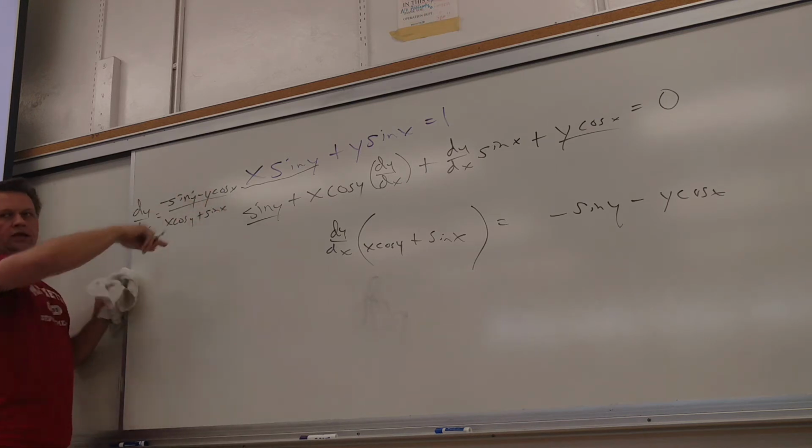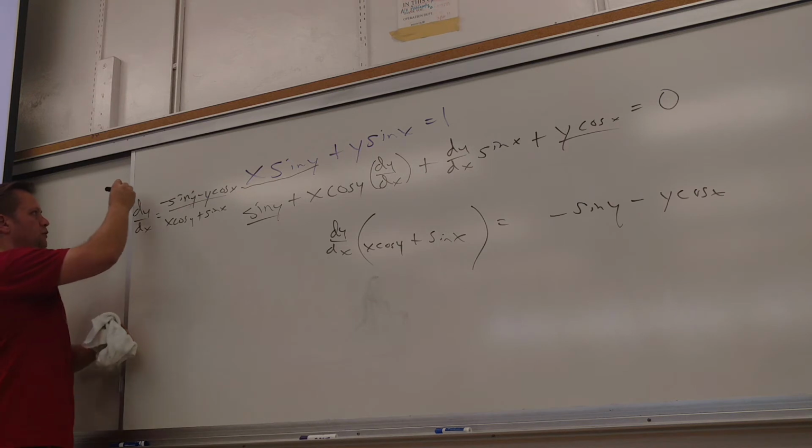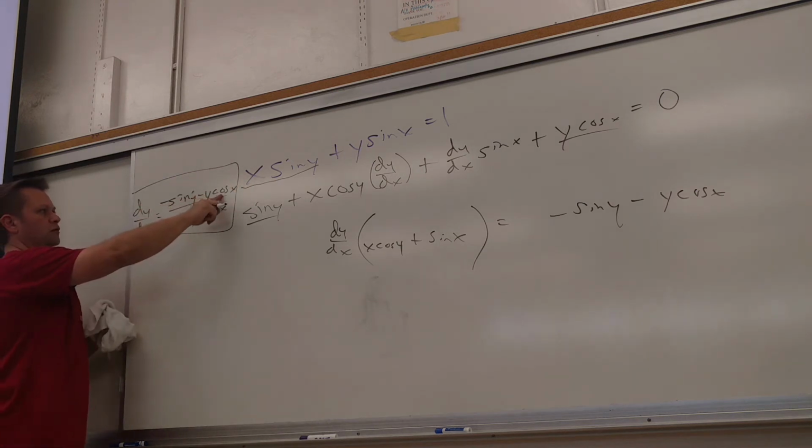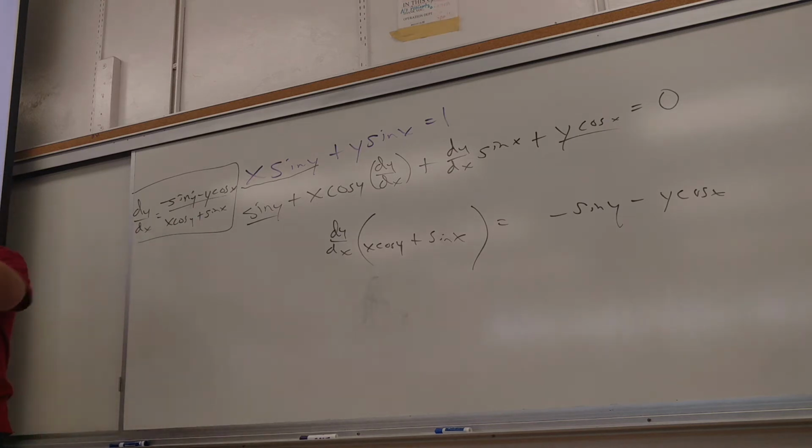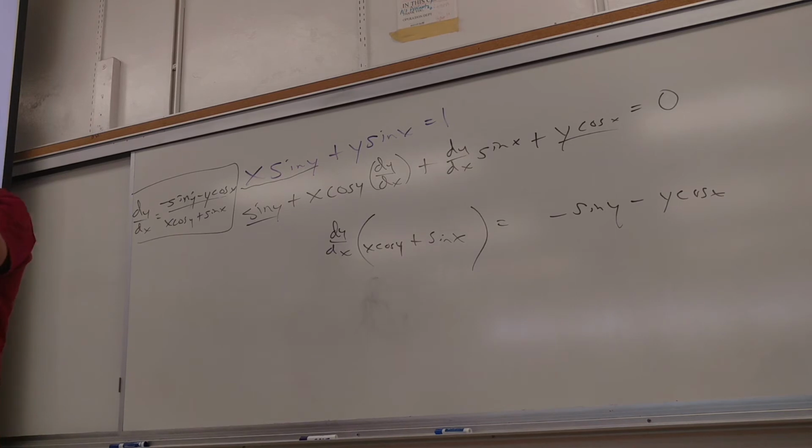See the symmetry? I don't know if you guys see what I mean. There's a minus y cosine x, there's an x cosine y, there's a negative sine y, there's a positive sine x. Very often, not always, when you do implicit differentiation, you get these kind of mirror images or symmetries going on.